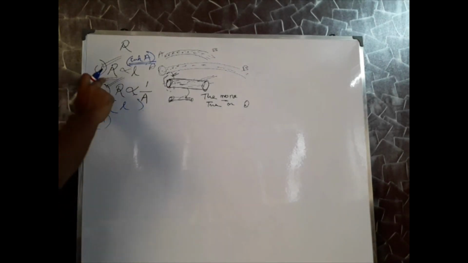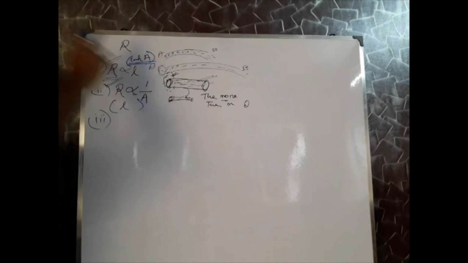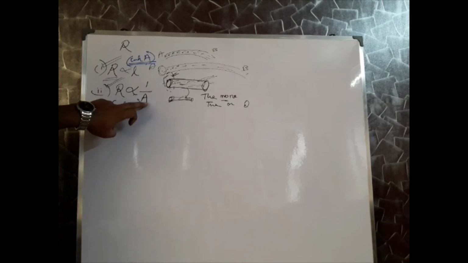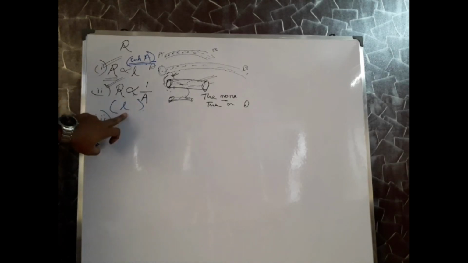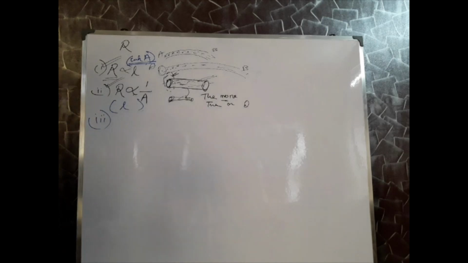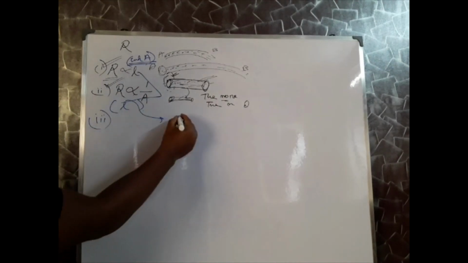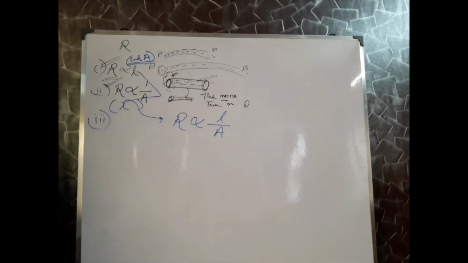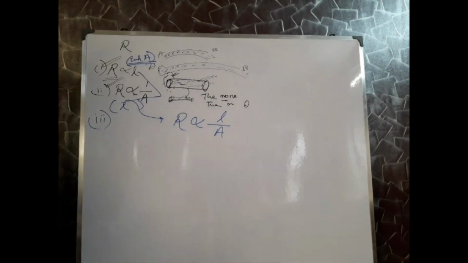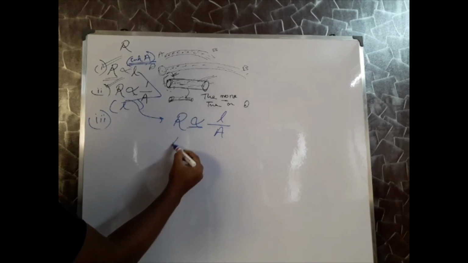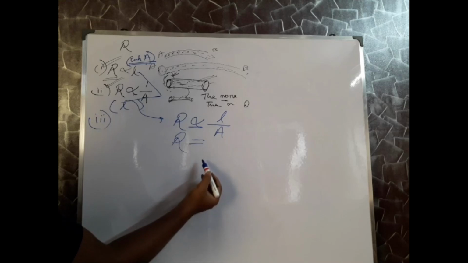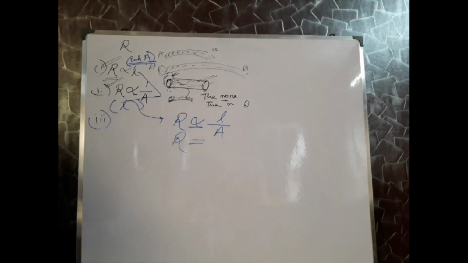So the first rule is R is directly proportional to L when A is not changed. For the second, when L is not changed. So what we got from these two equations is that R is directly proportional to L by A. Got it? So then if you want to remove this proportionality sign and get the equals sign, that is what we have to put here. We have to put here simply a constant.